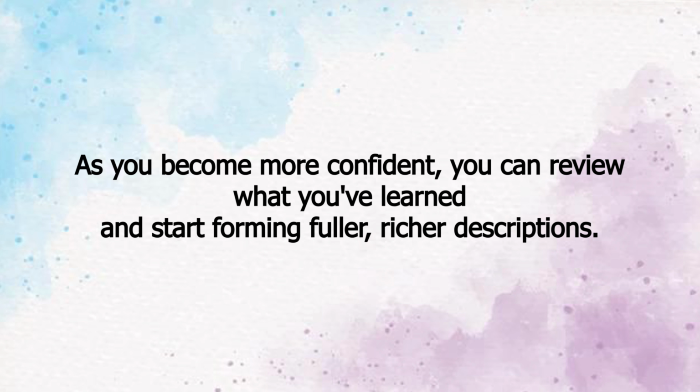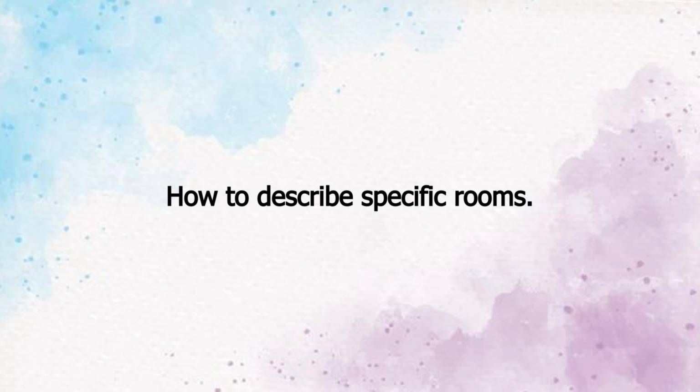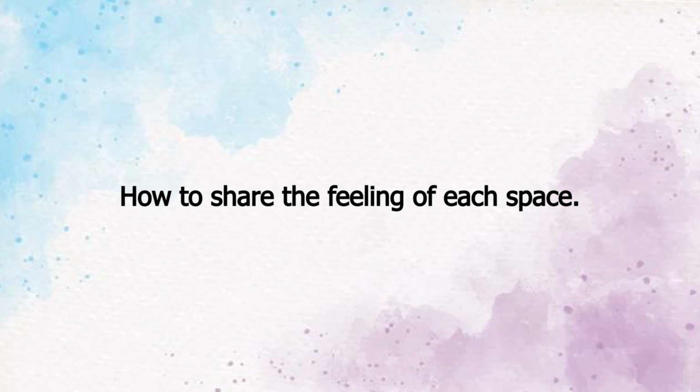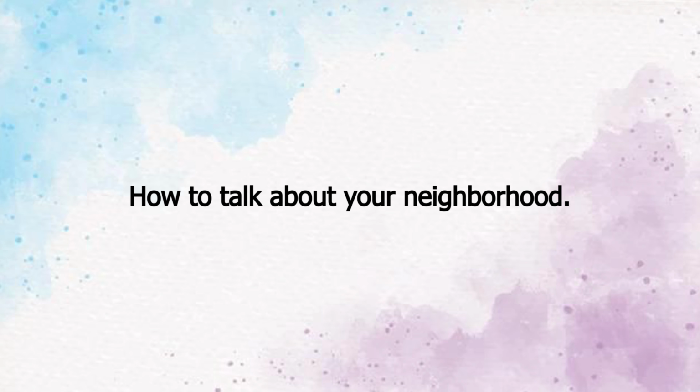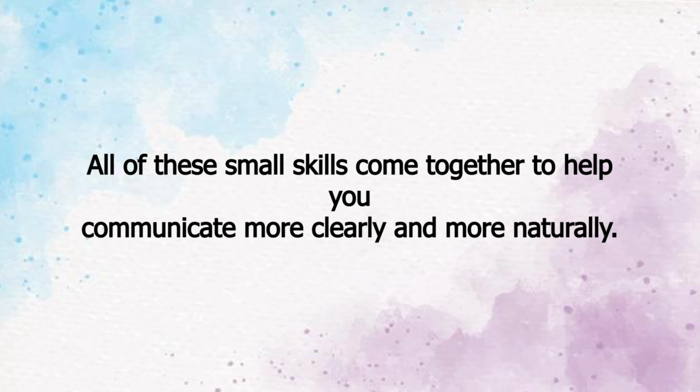As you become more confident, you can review what you've learned and start forming fuller, richer descriptions. You already know how to talk about the type of home you live in, like a house or an apartment, how to describe specific rooms, how to share the feeling of each space, how to talk about your neighborhood, how to give directions, and how to describe your dream home. All of these small skills come together to help you communicate more clearly and more naturally.